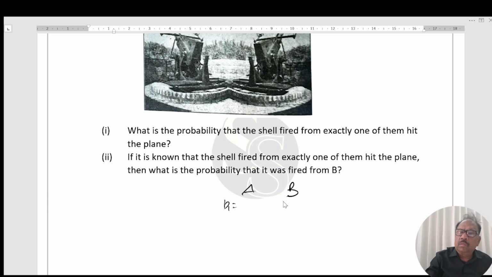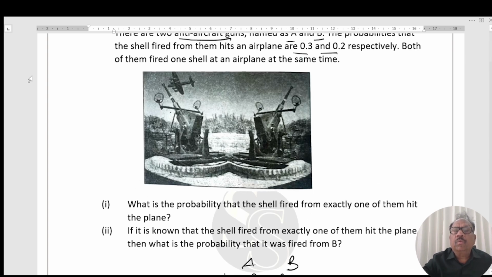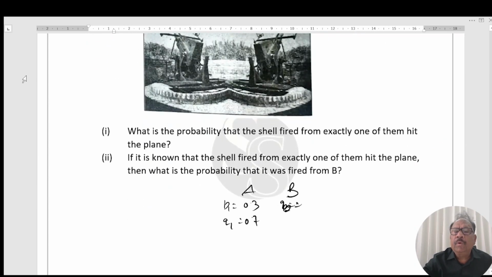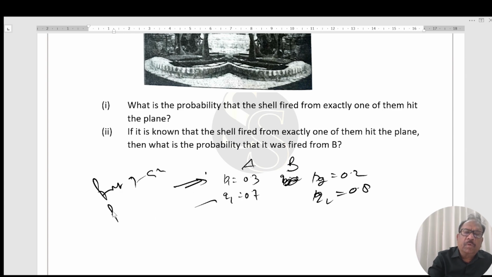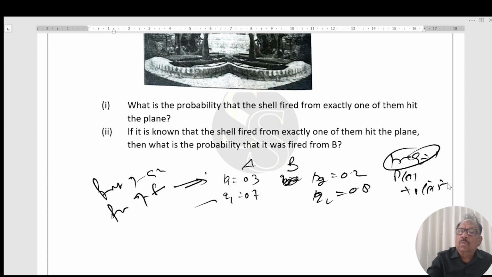P1. This is Q1. This is PA. Write PA as 0.3. So what will be the complementary? Q1 will be equal to 0.7. P2, the probability is given, 0.2. So Q2 will be 0.8. This is the probability of success and this is the probability of failure. You know P plus Q equal to 1, or you can say PA plus PA bar equal to 1.